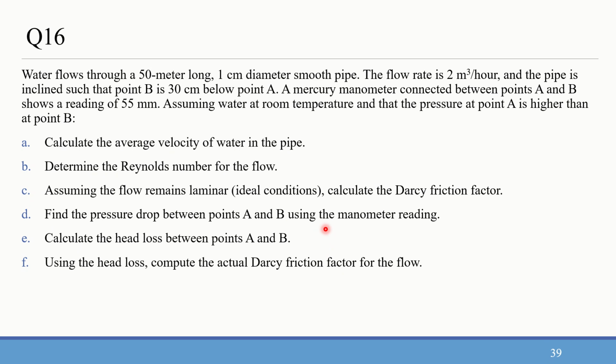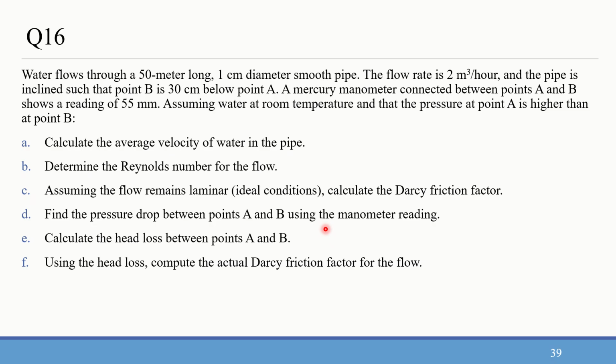So this is a scenario similar to the problems in the previous question. Nothing new is here, just a change in numbers. What is given? We have a flow between 2 points, we know the length and diameter of the pipe in that area, we also know the flow rate, and we know that B and A are not in the same plane.